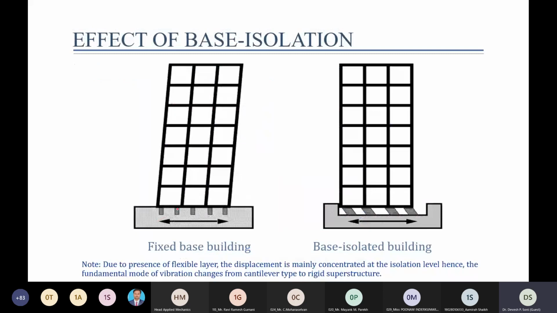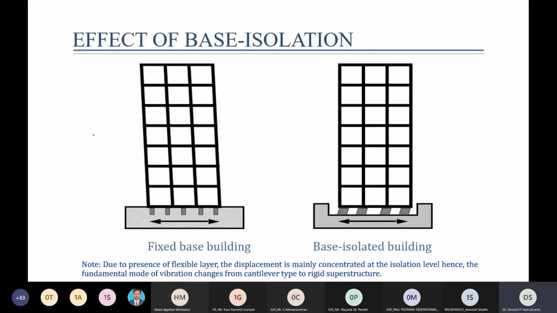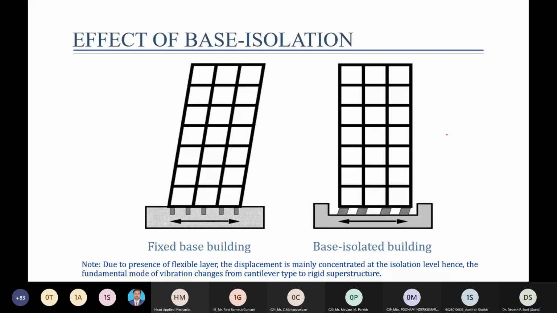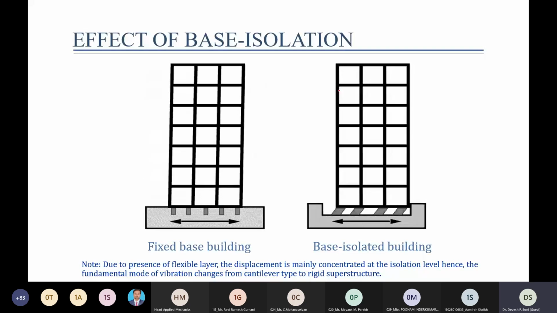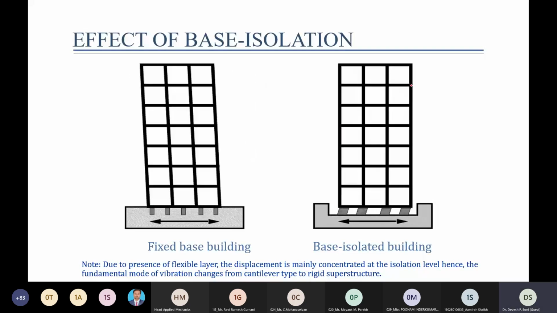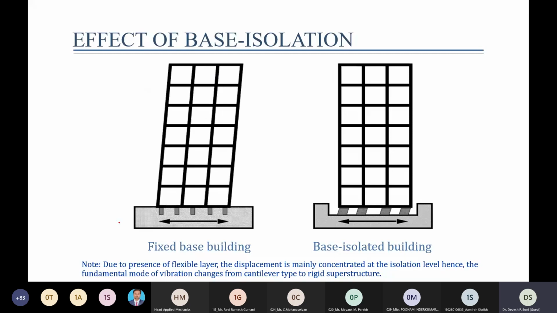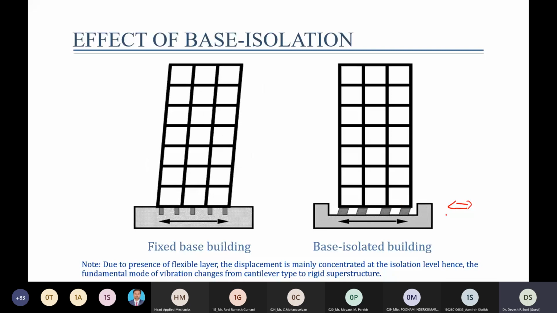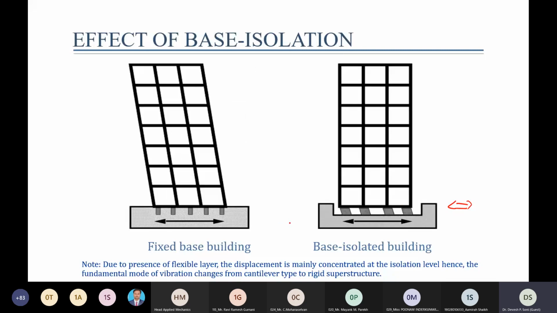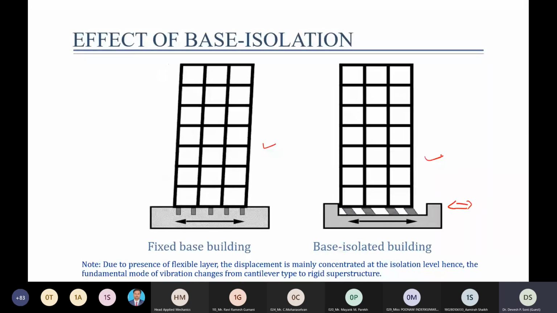Many of us might have seen this figure. It's a well-known figure that explains the behavior of a base isolated building. On the left side we have a fixed base building, and on the right hand side we have a base isolated building. In the fixed base building, we can see significant inter-story drift, whereas on the right hand side the superstructure essentially behaves as a rigid body. So there is very small inter-story drift. In the fixed base building, the behavior is like a cantilever, and in the base isolated building, the behavior is like a rigid body. Because of the presence of the flexible layer, the displacement is mainly concentrated at the isolation level. Hence the fundamental mode of vibration changes from cantilever to a rigid superstructure. This animation is helpful for understanding the basic concept of the base isolation system.